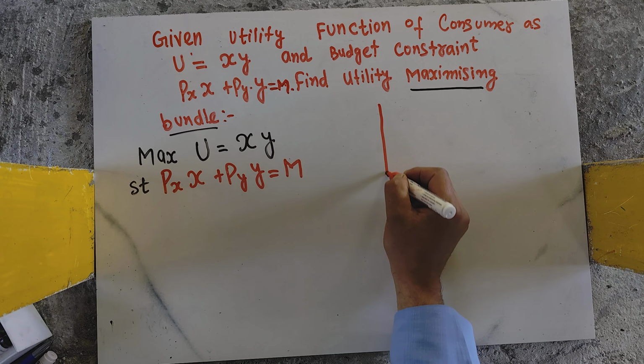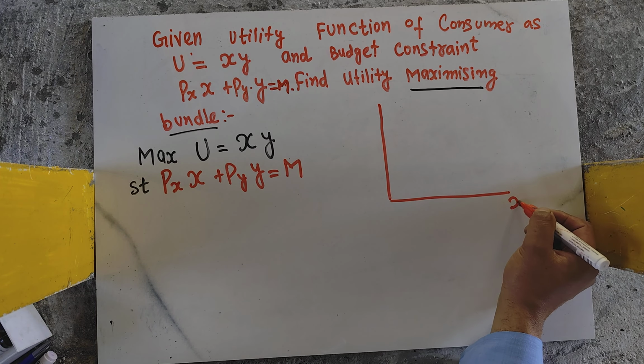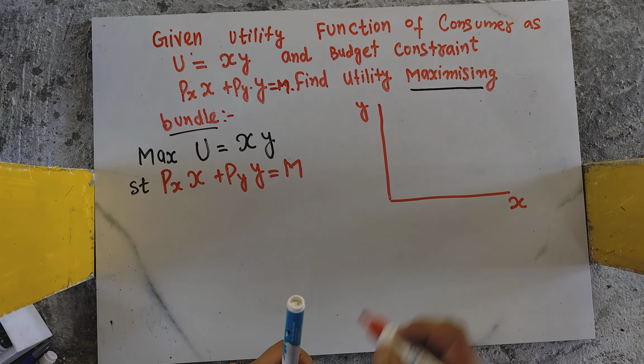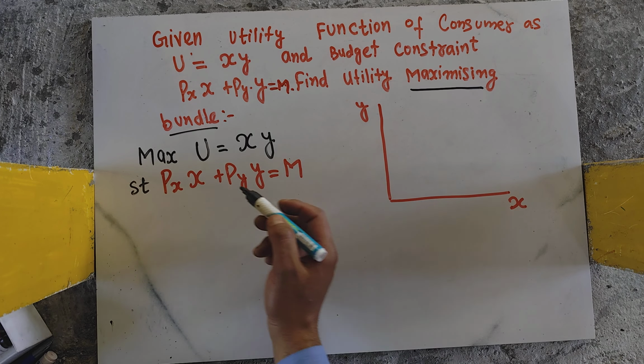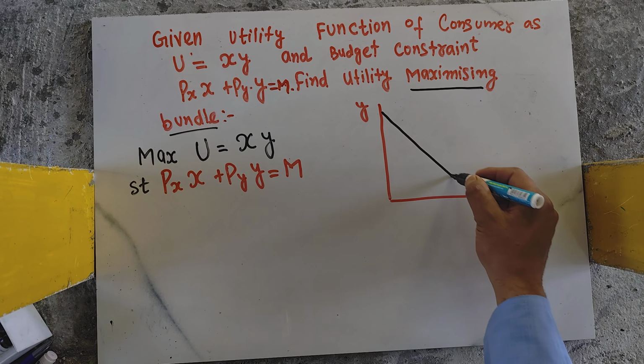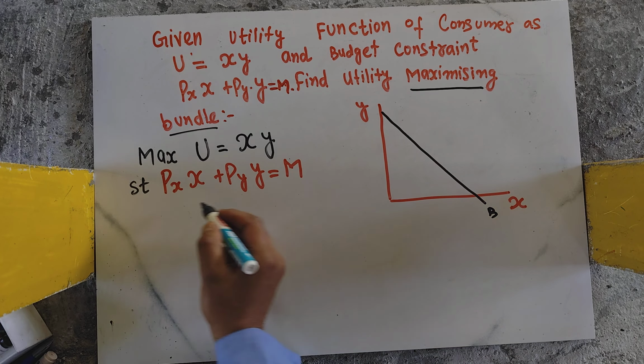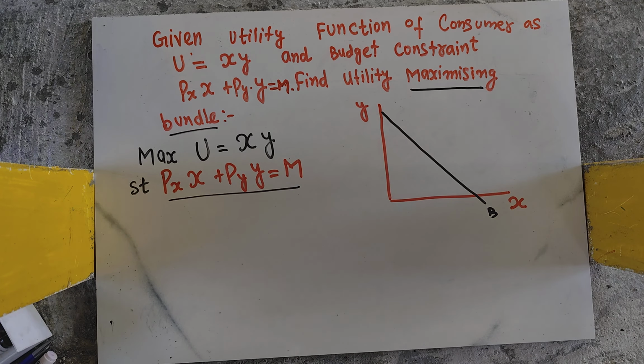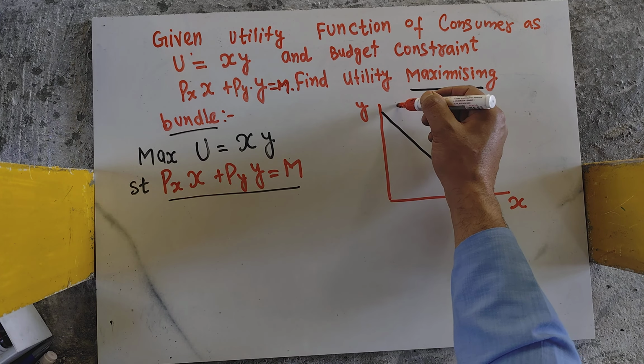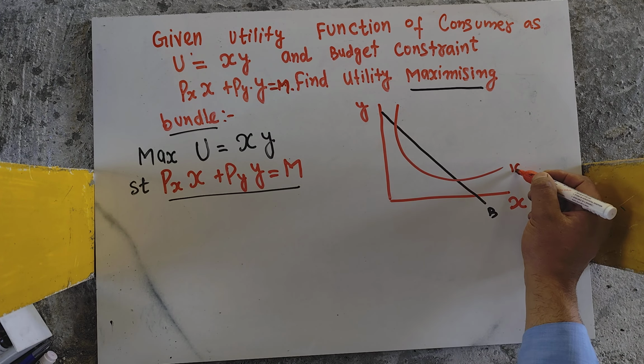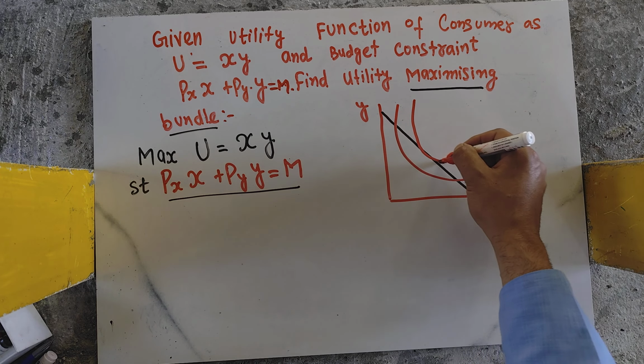So graphically what happens? If we have good x on the horizontal axis and good y on the vertical axis, we are being given the budget line. Okay, this is our budget line. With the given budget, the consumer wants to get the highest utility. So let's say this is indifference curve 1, then we have indifference curve 2 here.